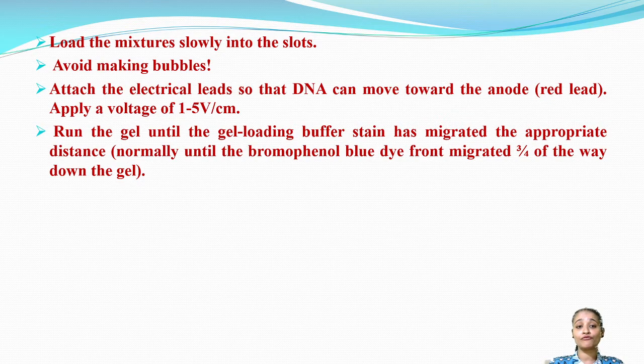You need to apply a voltage of 1 to 5 volts per centimeter, connect the electrodes, switch on the power, and let the gel run until the gel loading buffer stain has migrated the appropriate distance, three-quarters of the way down the gel. After that, you can switch off your gel electrophoresis tank and take out your gel, but you need to wear gloves while taking out the gel, because you have added ethidium bromide into the agarose gel, which is highly carcinogenic, and you should not handle it without apron and gloves.